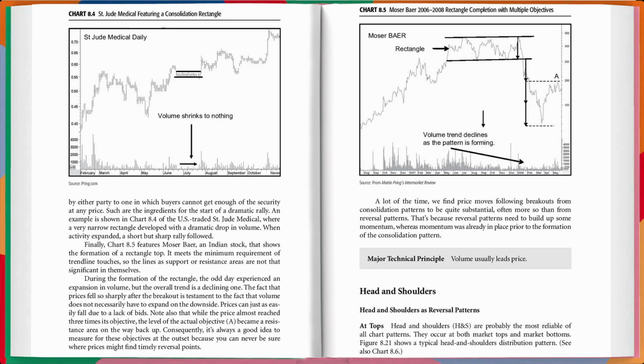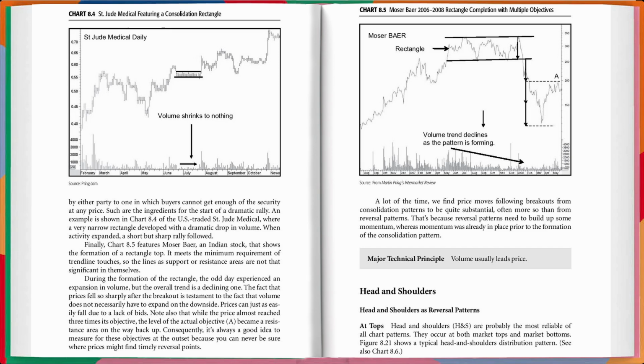Head and shoulders. Head and shoulders as reversal patterns. At tops, head and shoulders, H and S, are probably the most reliable of all chart patterns. They occur at both market tops and market bottoms. Figure 8.21 shows a typical head and shoulders distribution pattern.